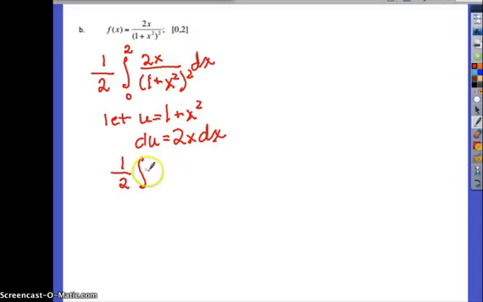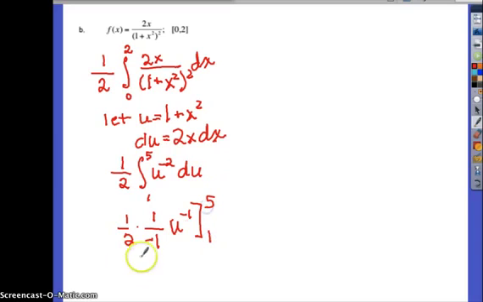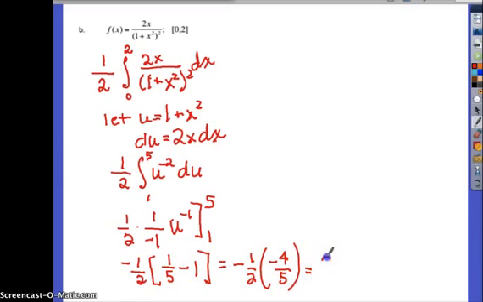This is going to give us 1 over u squared, so I'm just going to write that as u to the -2 du. Limits of integration then are going to be 1 to, if x is 2, that's going to give us a 5. So 1/2 antiderivative of u to the -2 is 1 over -1, u to the -1 between 1 and 5. So that's -1/2, and we're going to have 1/5 minus 1, which is 1/5 minus 5/5. So this is -1/2 times -4/5. So that's just going to give us 2/5.